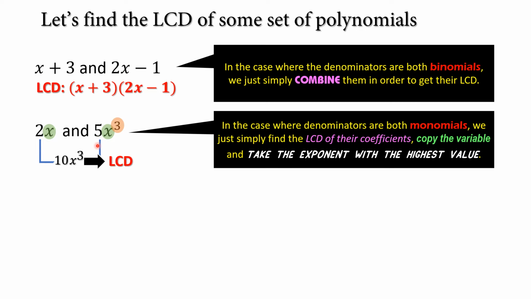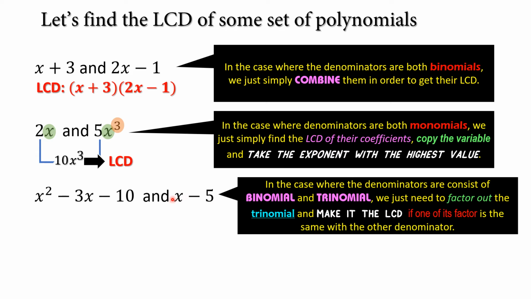Now, let's proceed to another case. How about this one? I have here x squared minus 3x minus 10 and x minus 5. As you can see, the first denominator is a trinomial. The second one is a binomial. In that case, we have to factor the trinomial first. When we say trinomial, it contains three terms. We have x squared, 3x, and 10. It has three terms. Therefore, this polynomial is a trinomial. So after factoring the trinomial, we can simply make it the LCD. Why and how? If one of its factors is the same as the other denominator.